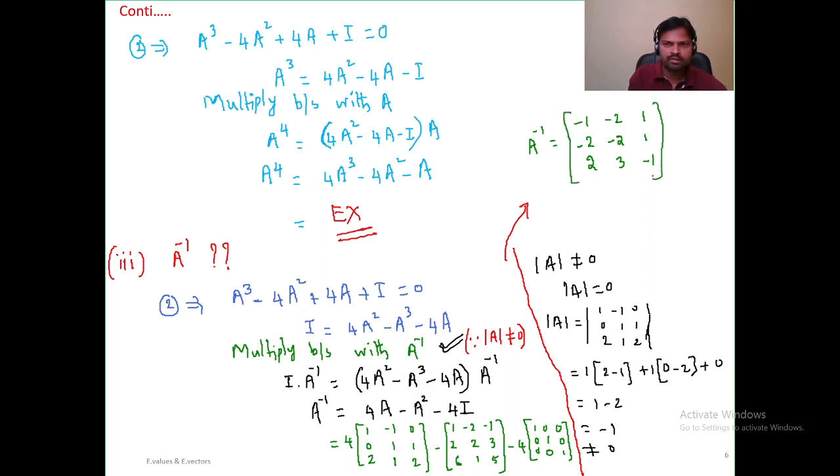Let me verify back. So this is A inverse. Simplify this, I got this matrix. So how to verify this matrix is the correct inverse matrix? You already have A inverse. Given matrix A and the obtained matrix A inverse, multiply both, you should get the identity matrix. Then this is correct. This is a cross verification. So this is a way of finding the inverse of a non-singular matrix by using Cayley-Hamilton theorem.